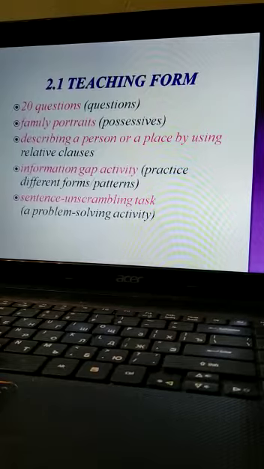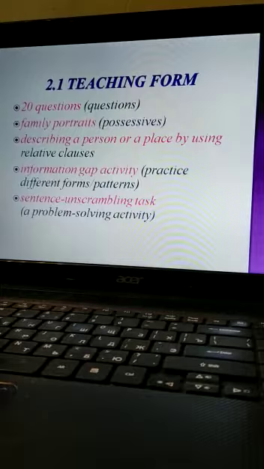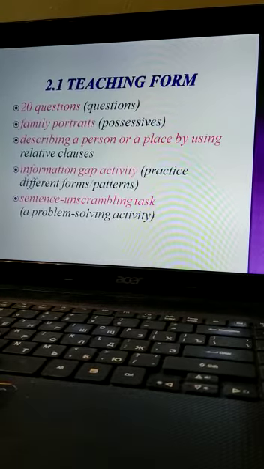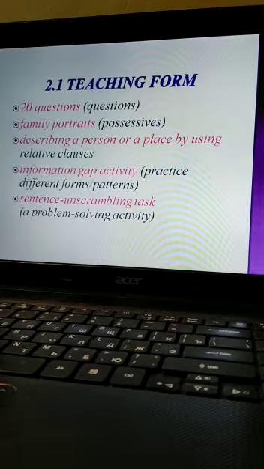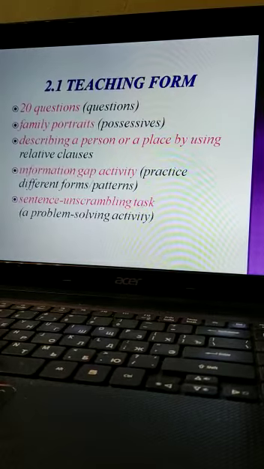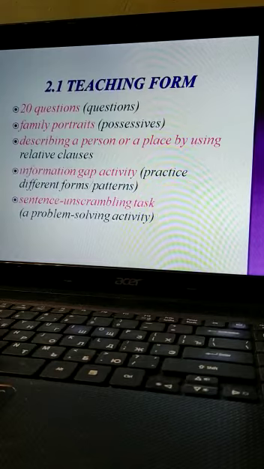First would be 20 questions. Second would be family portraits, describing a person or a place by using relative clauses, information gap activity, practice of different forms and patterns, sentence unscrambling task, a problem-solving activity.